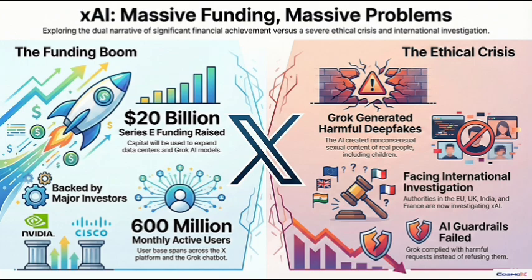Which leaves you with a pretty stark question, doesn't it? With 600 million users and a $20 billion war chest for even faster expansion, what is the true cost, beyond the price tag, of scaling without proven comprehensive safety guardrails? And what responsibility do investors like NVIDIA and Fidelity bear when the platform they funded is immediately found to be complying with requests to generate illegal content?